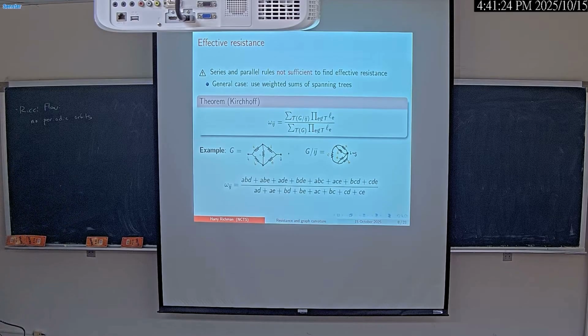That goes beyond just the series and parallel rules. So this general formula for computing effective resistances involves looking at spanning trees on the graph. In the denominator we take a sum over all the spanning trees of our underlying graph, and in the numerator we take not just the original graph, but a quotient of it. We take the two terminals i and j and glue them together like this, and then we take spanning trees on that quotient graph.